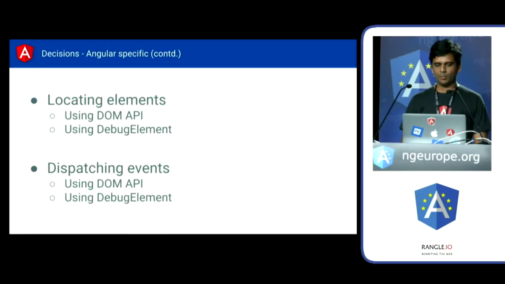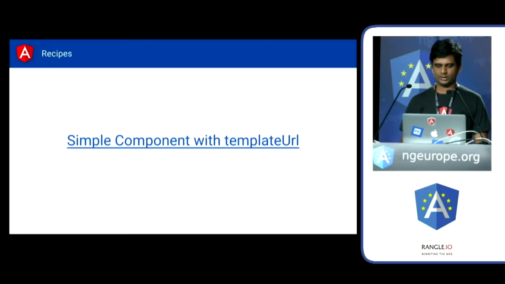And as we move towards writing components that run not only on the browser but also in different environments like web worker or server side, you might want to write your tests in an environment agnostic manner, in which case you do more of the debug element stuff. But if you are mostly just doing browser stuff, I'd say just stick to the DOM API.